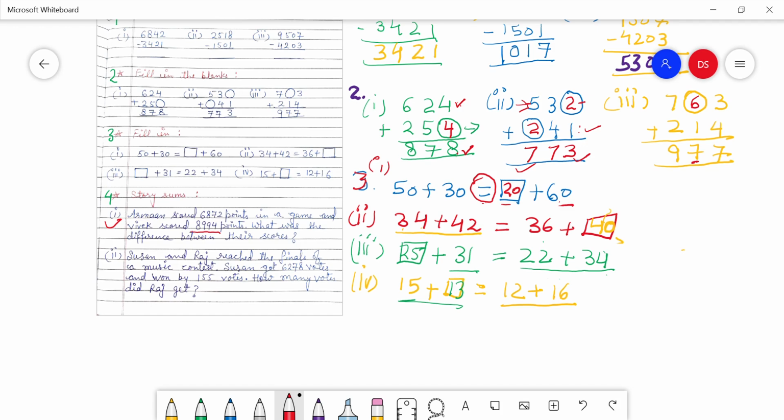Children, you can see, you can read that there are two children and they have scored different points in the same game and we have to find the difference of their points. So difference means we have to subtract the numbers, and you can see also that one child got more points and other child got less points. So we will subtract the numbers.